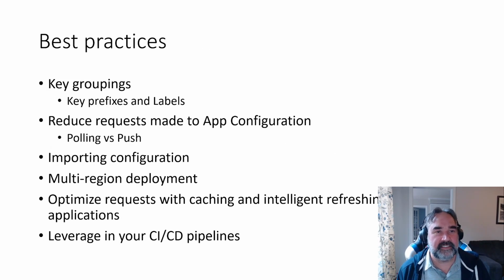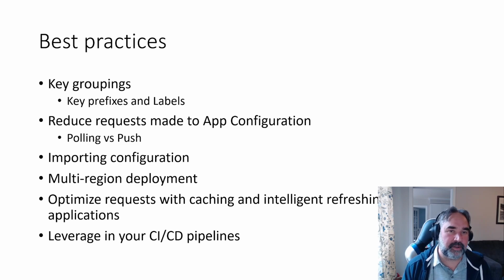Quickly, some best practices. You want to manage your app configs in key groupings. So think of it as a key-value pair. You could dump everything in there, but you want to group things around context of, let's say, applications. A good strategy for that is to use key prefixes and or labels. When we get into the demo, I'll show you what I mean by that. You can also reduce the number of requests made to app configuration. So polling versus push. You can actually push out your changes to your applications rather than your applications constantly polling. There is caching provided also from your application.